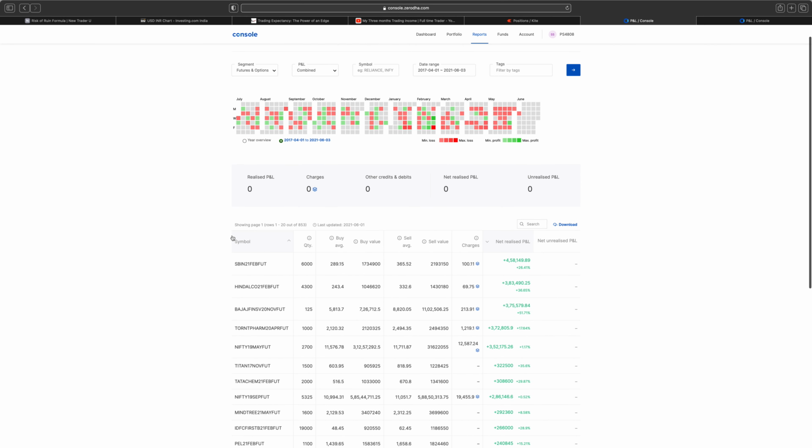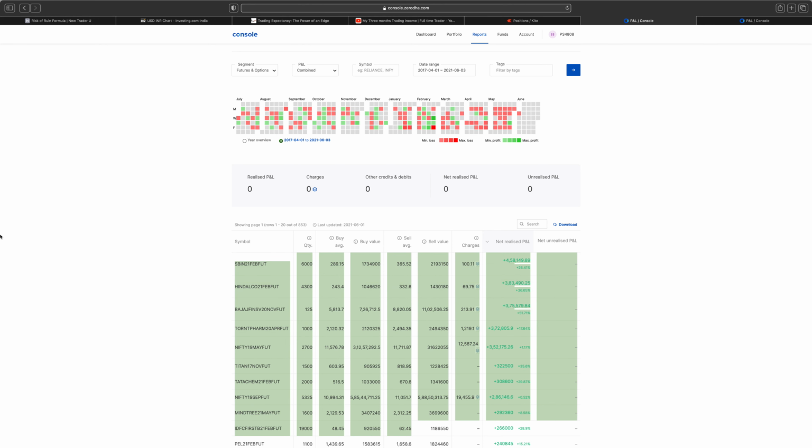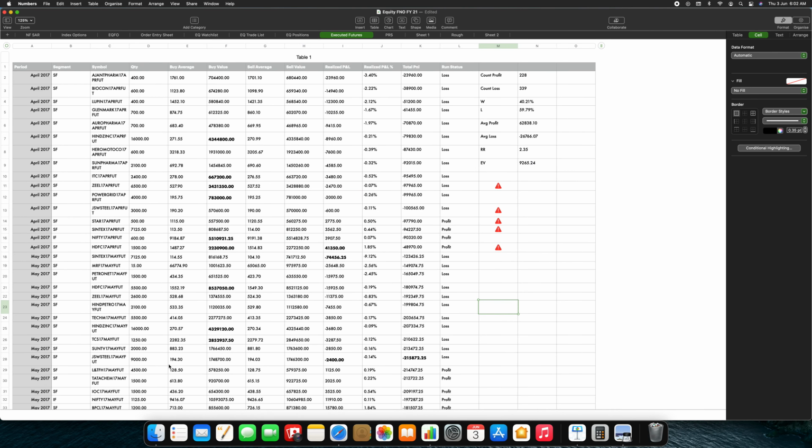Within this list, what you basically get is the name of the contract that you traded, the quantity that you traded, your average buy price, average sell price, and your net realized PNL. This row becomes very critical for us: the symbol, buy value, etc. And what we want to do is replicate this. You can either download this list as an Excel, or you can copy this content using your cursor and paste it into an Excel. And when you do that, you will get an Excel sheet that looks like this.